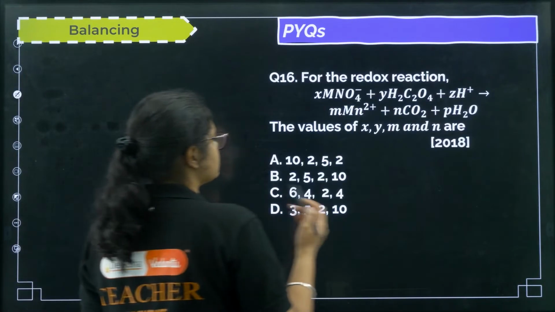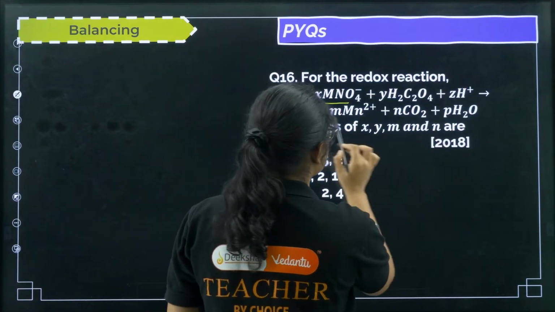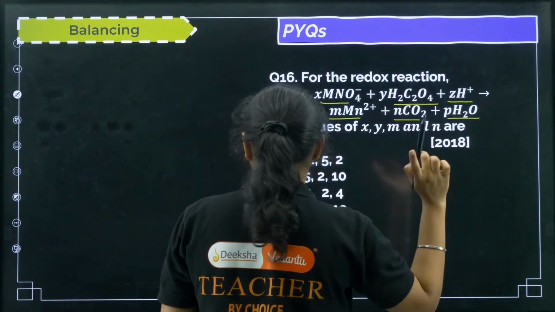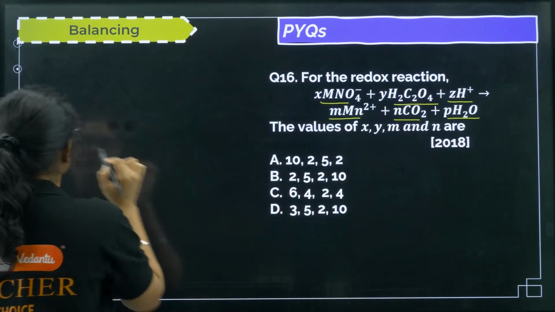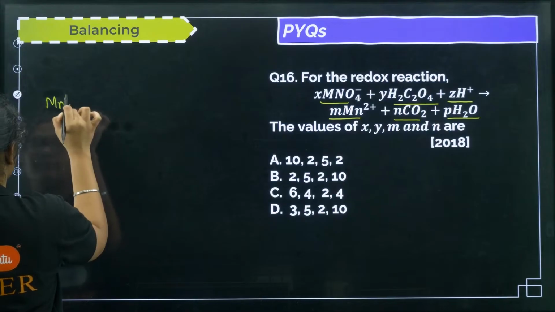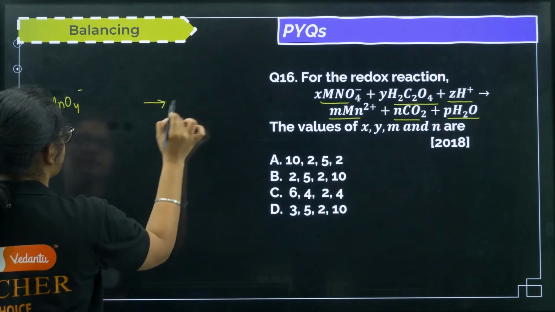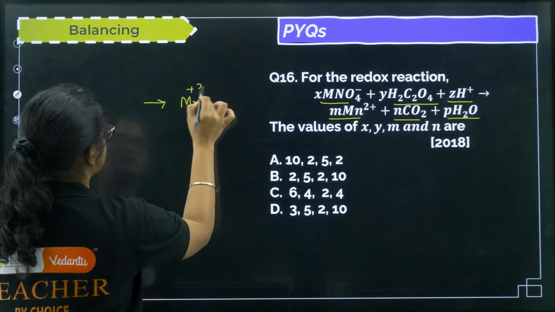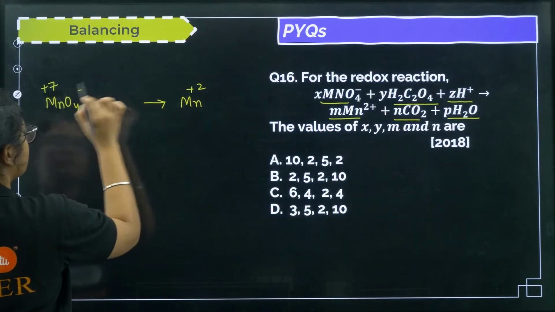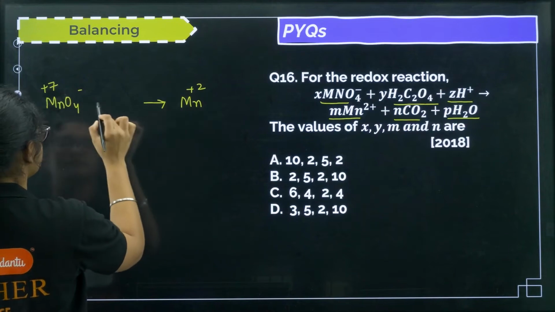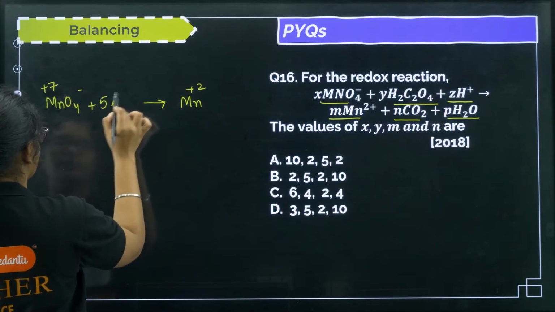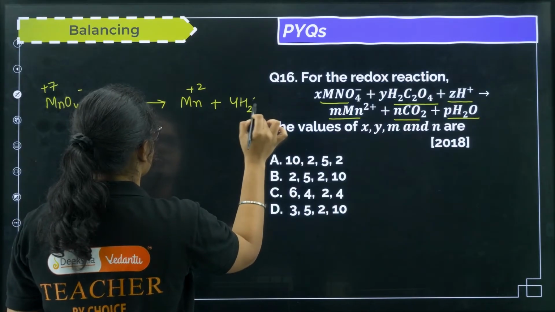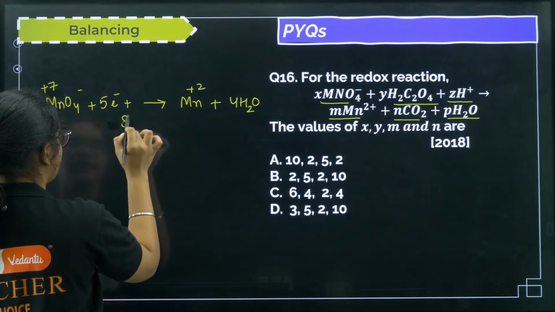Next question is also similar, balancing MnO4 minus, Mn2 plus, H2C2O4, CO2, H plus and H2O. This is in acidic medium, right? So we can write the same reaction first. MnO4 minus will give you Mn2 plus. So here it is +7 to +2. +7 to +2, we have 5 electrons. Then 4 H2O is there, so we have to add 4 H2O. Then we have here 8 H plus.